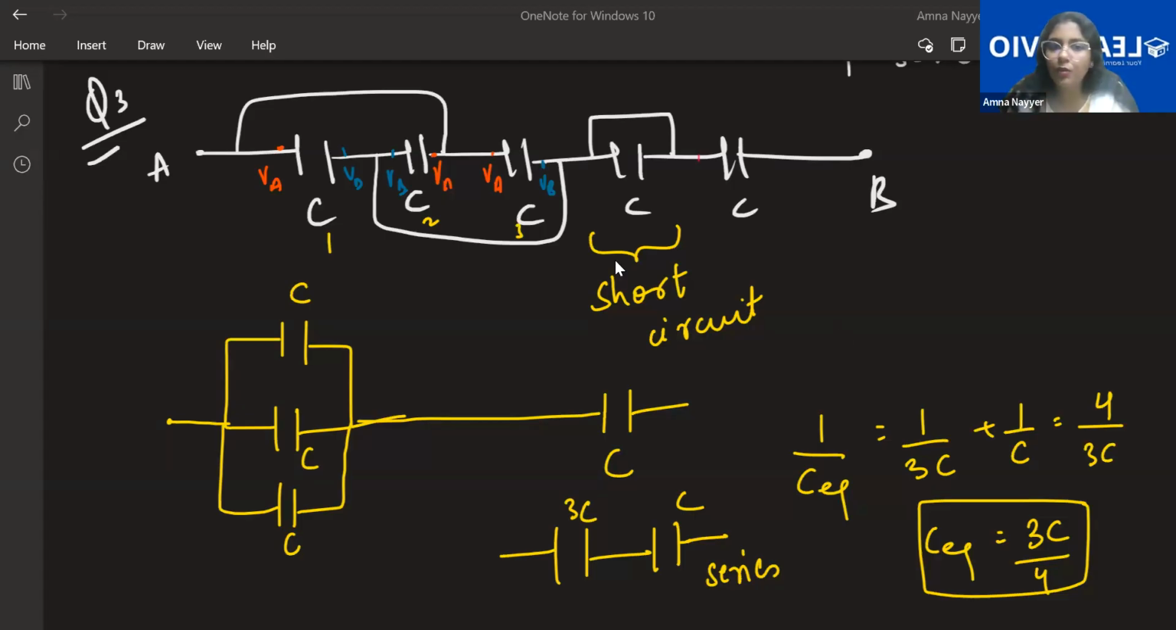So the value of potential will differ. Let's say this is VC. This will also be VC, this will also be VC. So the potential difference will be VA minus VC in all three of them. It will be different from these two. The potential difference is the same. Got it? But the potential is not the same, the potential difference is the same.